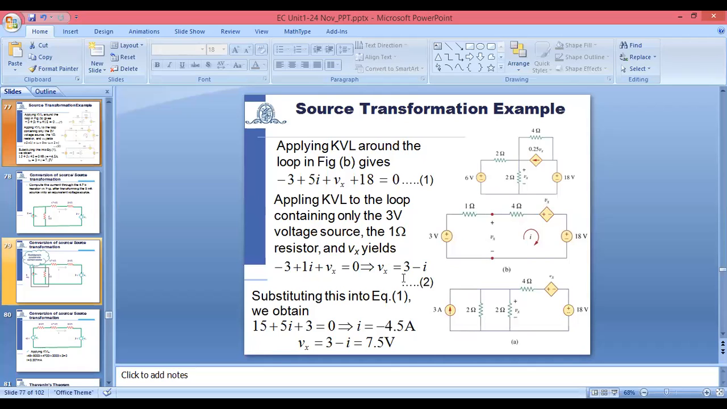So here, if you put this value in our first equation, we put the value of Vx as 3 minus I. So your equation will become -3 plus 18, that will be equal to 15, I am writing 5I as it is, and Vx I am writing as 3 minus I. So your equation will become I equal to minus 4.5 ampere, and if you solve for Vx, you will get 3 minus I, that will be 3 minus minus 4.5, means 3 plus 4.5, that will be 7.5 volt.